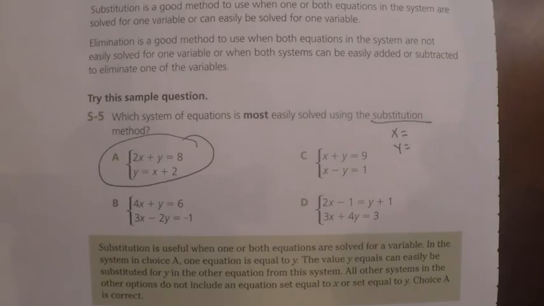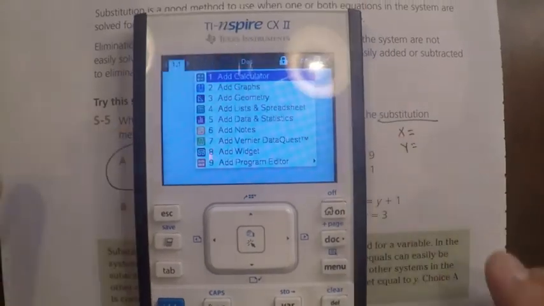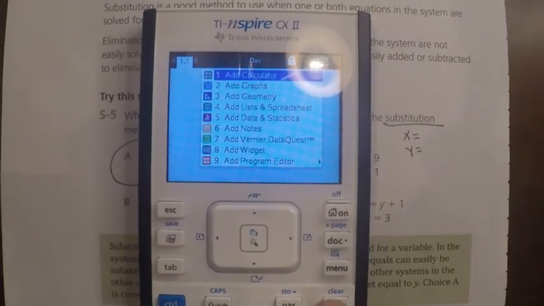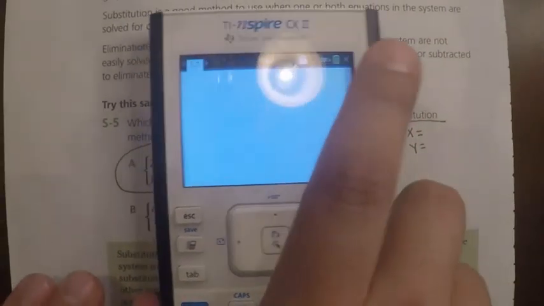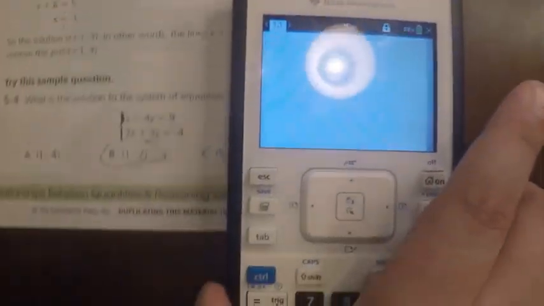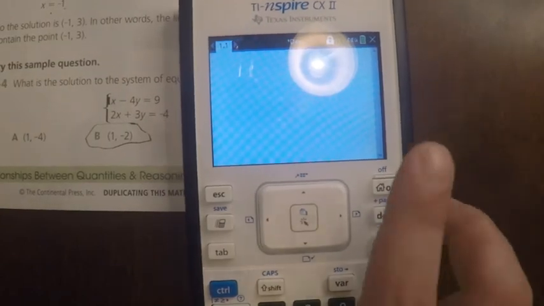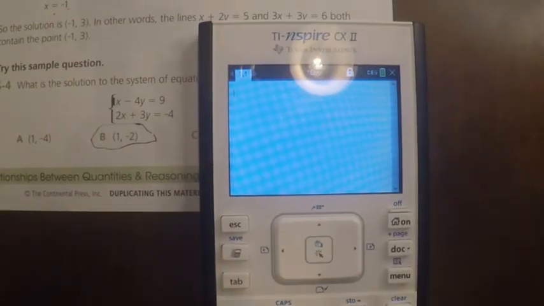Now, one thing I want to show you how to do is to go back to our calculators and just check your answers here, and remind you how to do this on the calculator. So if we go through here and we work on the calculator, we add a calculator page. If we were picking any system here, I'll just do the one that we just did, which was x minus 4y equals 9 and 2x plus 3y equals -4.